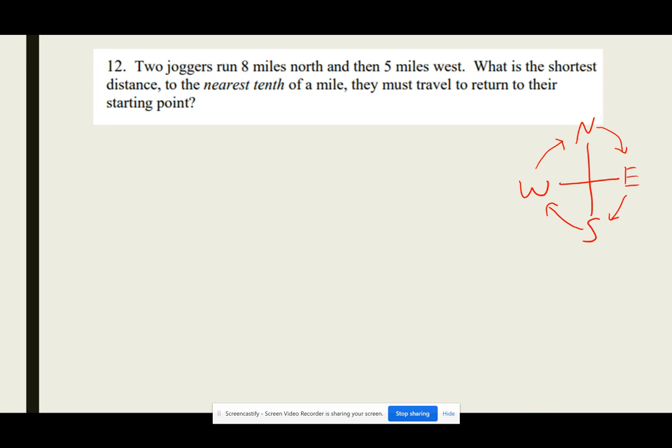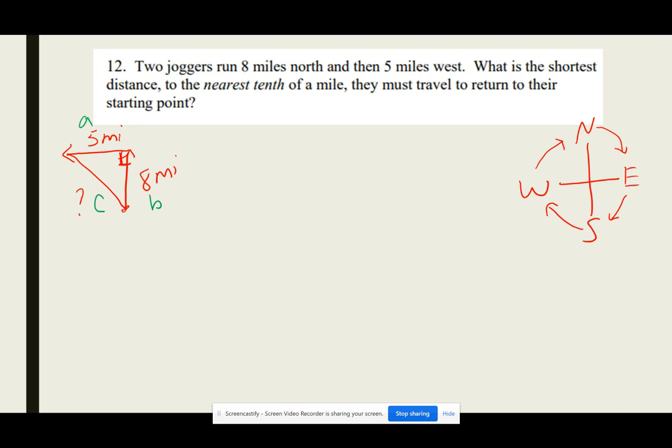So it says 2 joggers run 8 miles north. So if this is their starting point, we're at 8 miles north. And then 5 miles to the west. And I would just connect it back to my starting point. This is the side we need to know. So this is our 90-degree angle. All right, so if I go ahead and label my pieces, I know this missing piece is my hypotenuse, my C. And then it doesn't matter which one is A and which one's B. So I'm going to call A 5 and B 8.